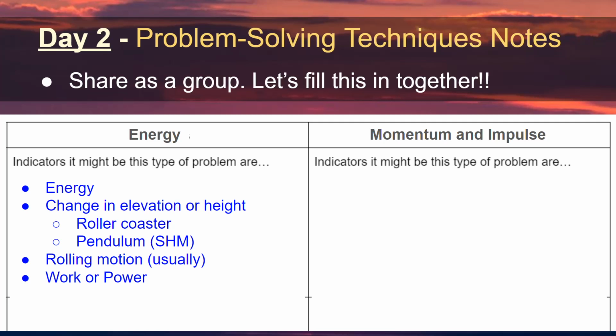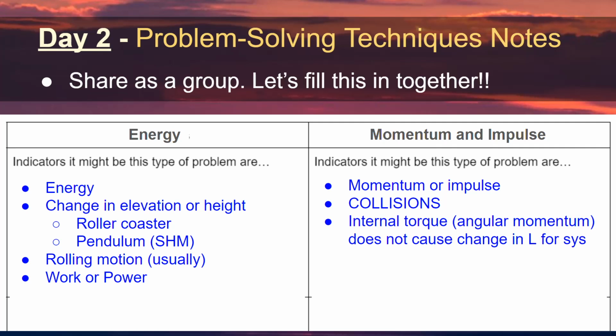All right. Last one then is momentum and impulse. Indicators that it might be that type of problem. Obviously, if the question refers directly to finding momentum or impulse, that one's pretty obvious. Collisions, in all caps. Again, if you have a collision, please analyze it through momentum. Conservation of momentum specifically is a good place to start with those.